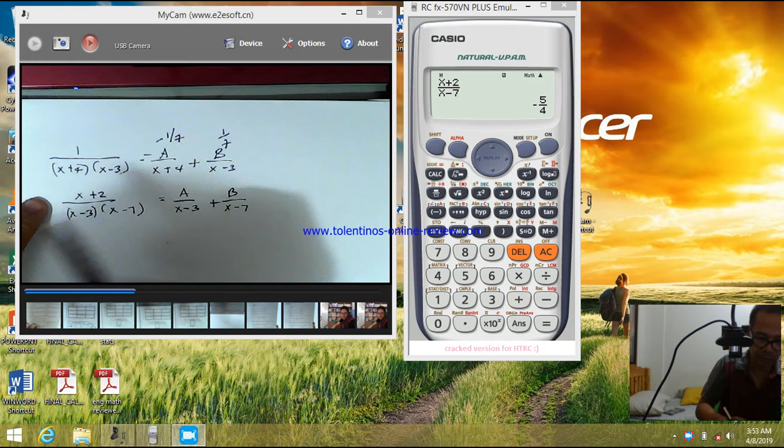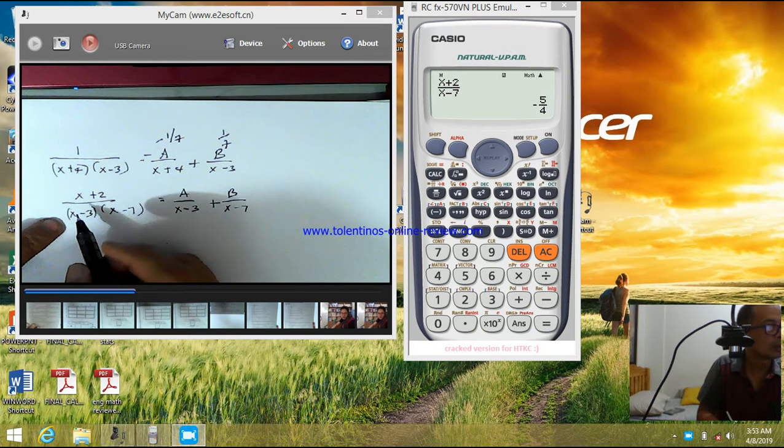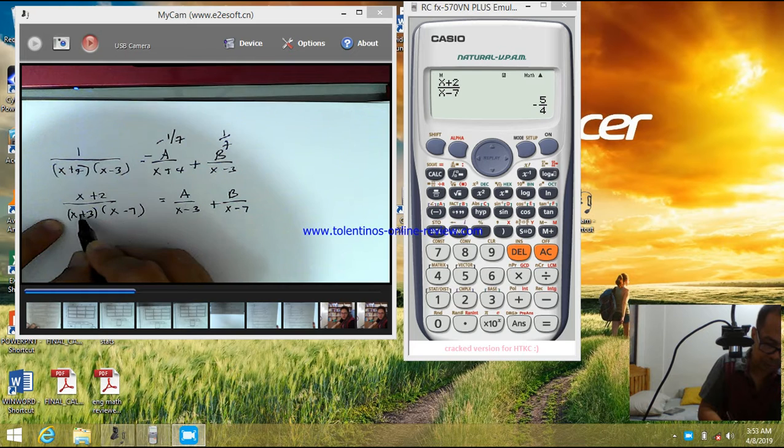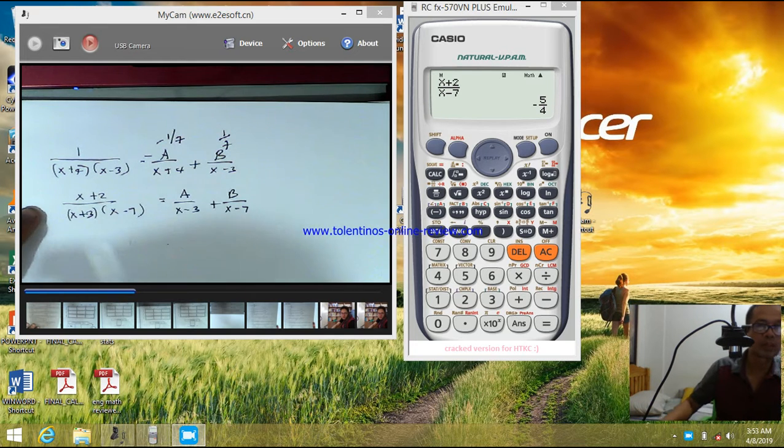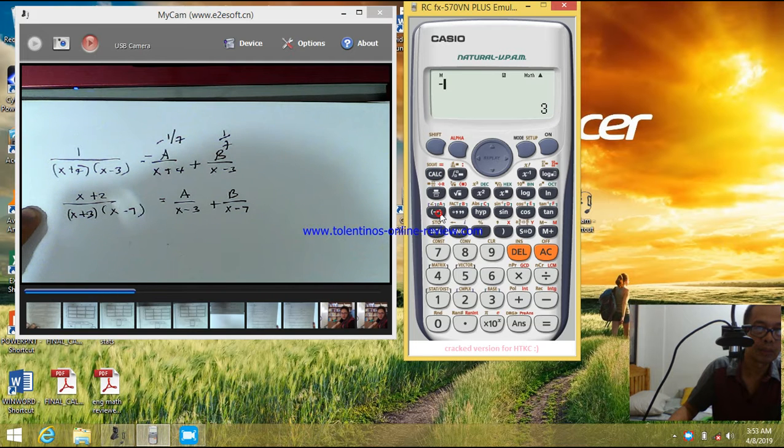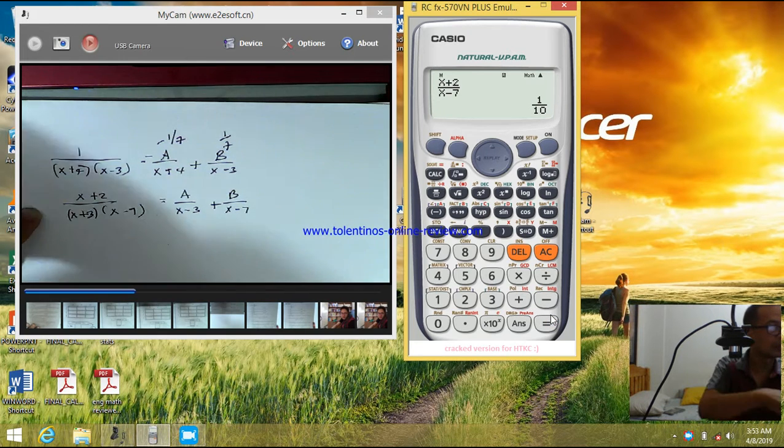Okay, by the way, this should be x plus 3. So this is calc of negative 3. Make it 0, this is negative 3, so the result is 1 over 10.